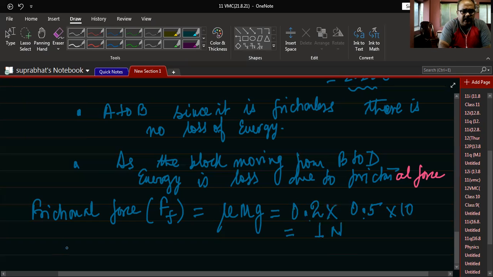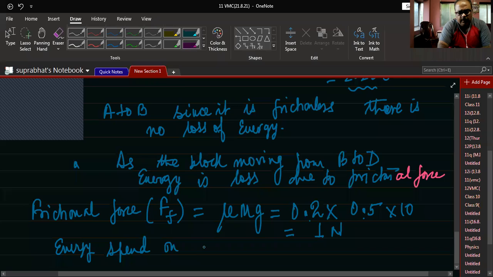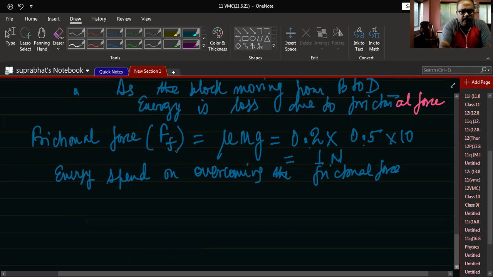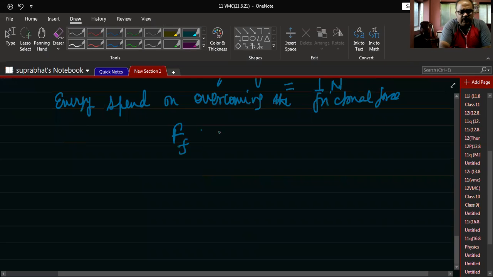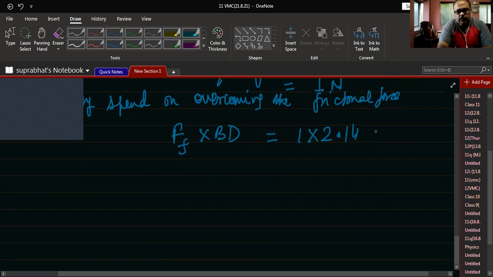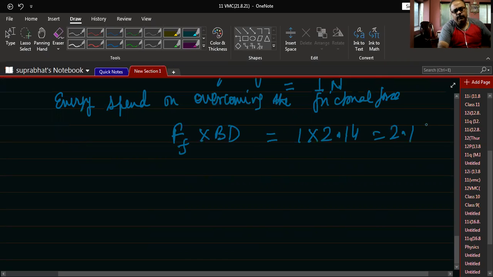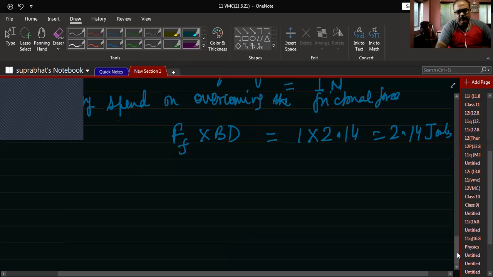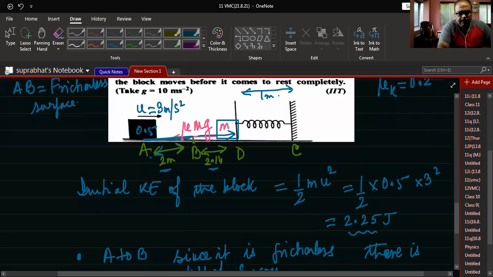Hence, the energy spent on overcoming the frictional force will be equal to the frictional force into the distance traveled while covering BD. So that will be equal to 1, and the distance is 2.14. So that will be equal to 2.14 joules. So that means in order to move from B to D, the block has lost this amount of energy.